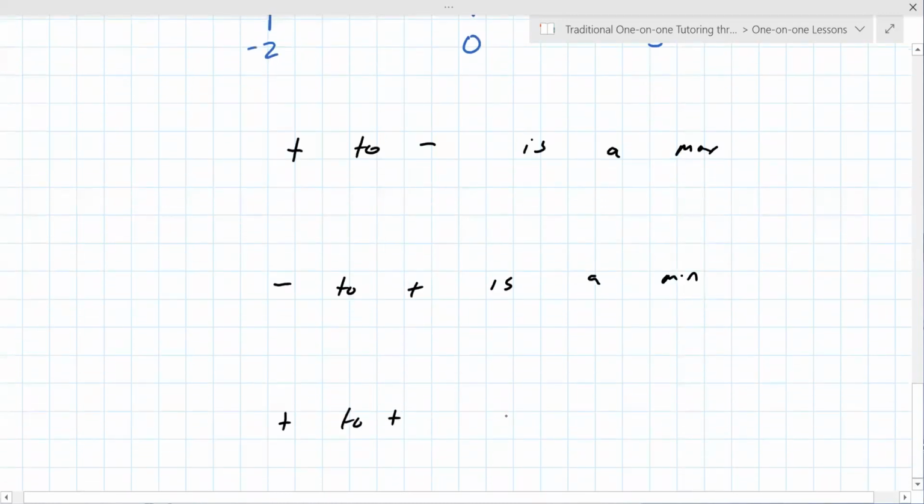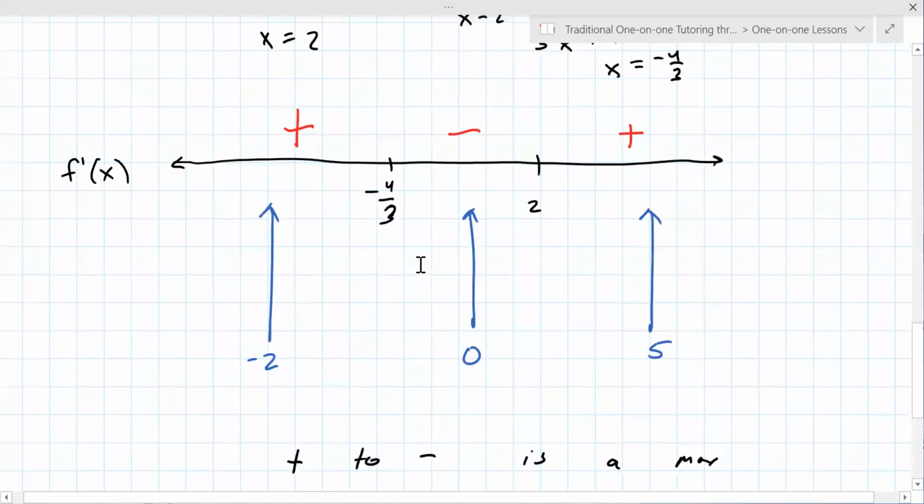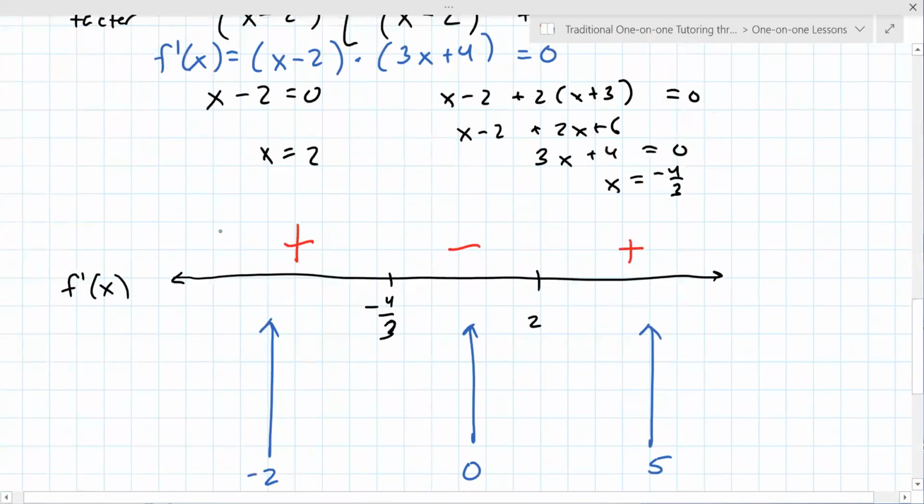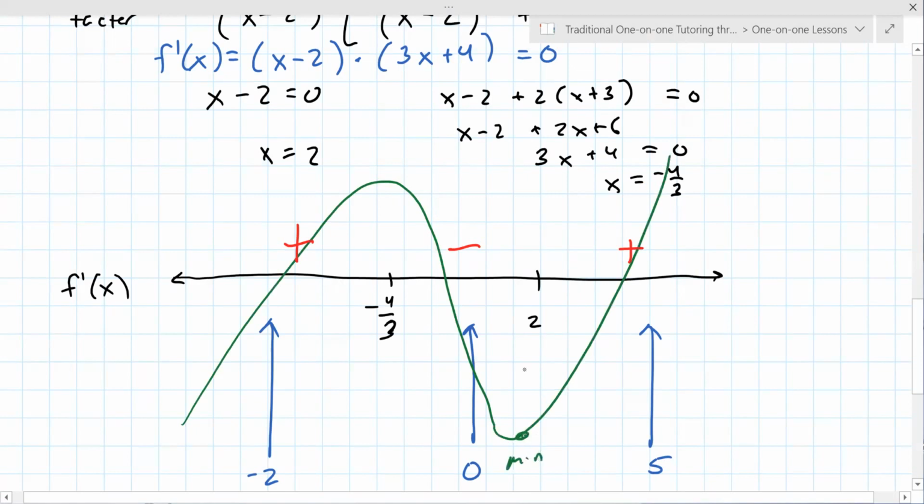Plus to plus is nothing. It's still a horizontal tangent, but it's nothing in terms of mins or maxes. And minus to minus is the same thing. Well, ours is plus, minus, plus, right? So you can remember what we did: I like drawing the lines so that I can see it. If increasing means this and decreasing means that, then that's a min, and that's a max. So our max is at negative 4/3 and our min is at 2.